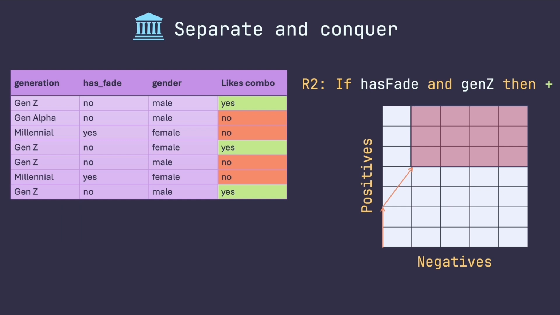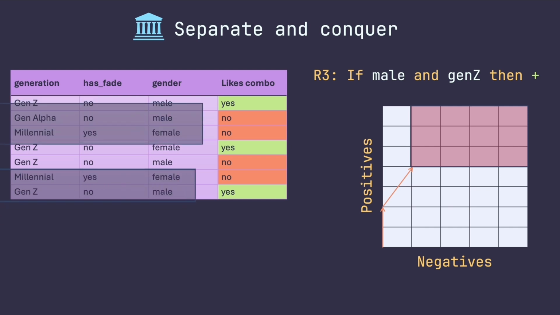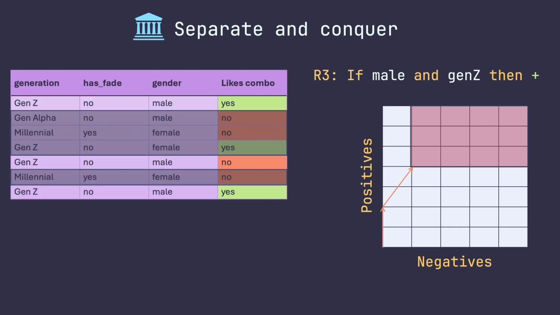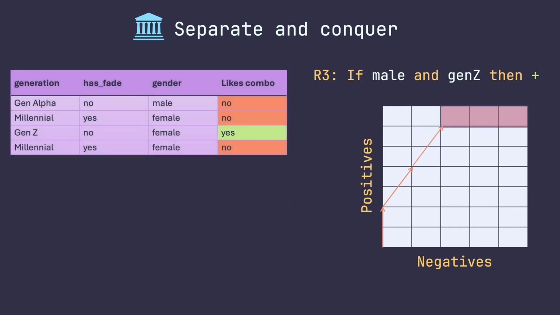And then we go to the next rule. So here, the next rule is if male and Gen Z, then plus. So let's see where that would fit. We have here these examples right here where it would fit. And again, like the last one, we had 2 positives and 1 negative with this example. So we again remove the points on the data set and reduce the coverage space again. There we go. And then we have this data set right here.